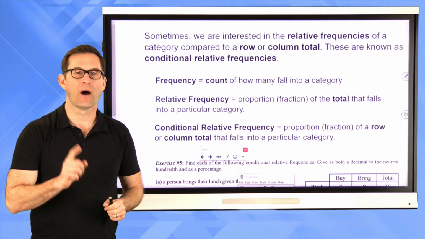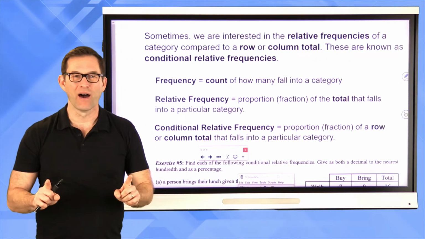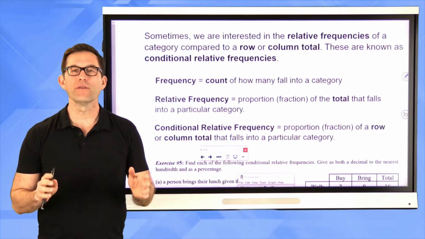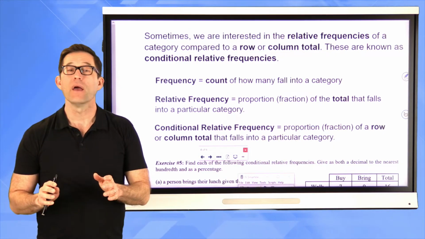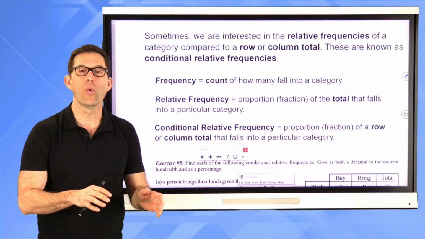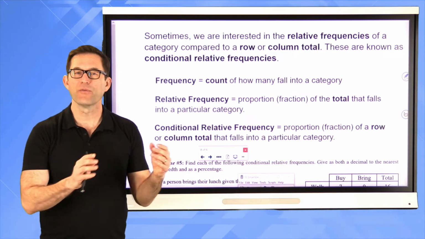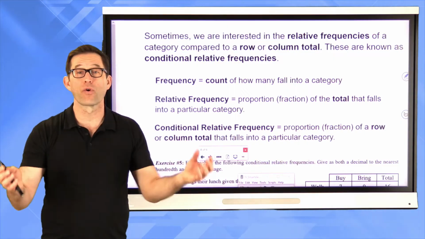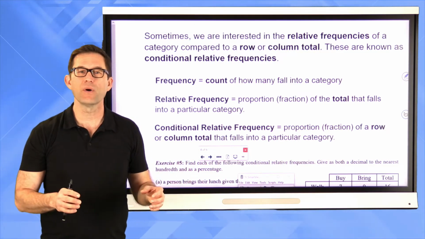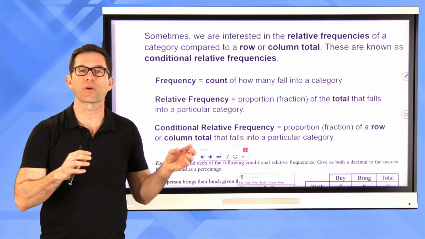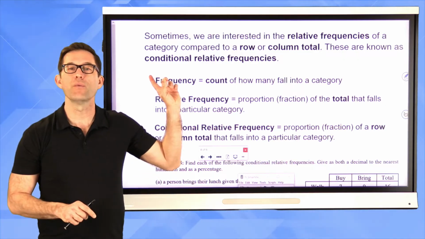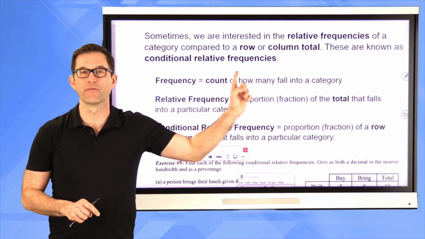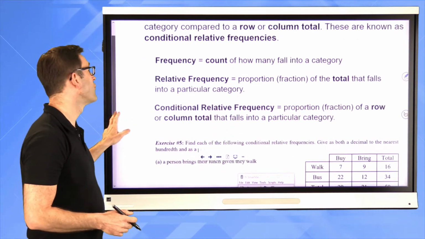Now sometimes we are interested in the relative frequencies of a category compared to either a row or column total. Before, we were looking at the relative frequencies compared to the overall total. But sometimes we just want to know them compared to a row or column total, and these are known as conditional relative frequencies. So now we have 3 terms.